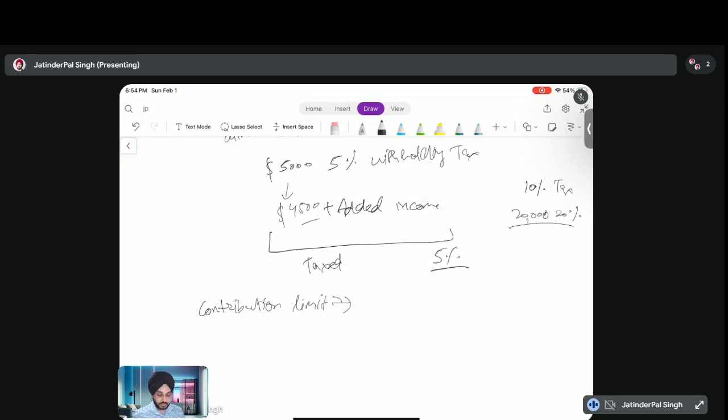So every year you can deposit 18% of your income. So let's say someone is earning $100,000. You can deposit how much?